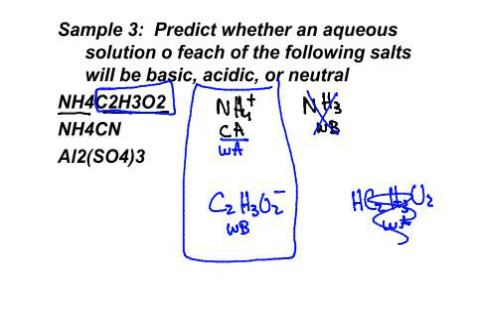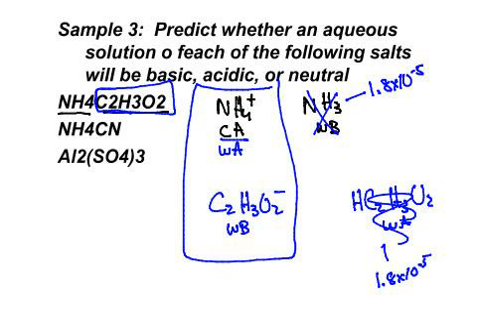Who wins? The one with the bigger K. So we must look at the K. Yes. But we have a tricky question here. We should have probably done this third. Oh well. What is the K of ammonia? 1.8 times 10 to the negative 5. And the K of acetic acid is 1.8 times 10 to the negative 5.